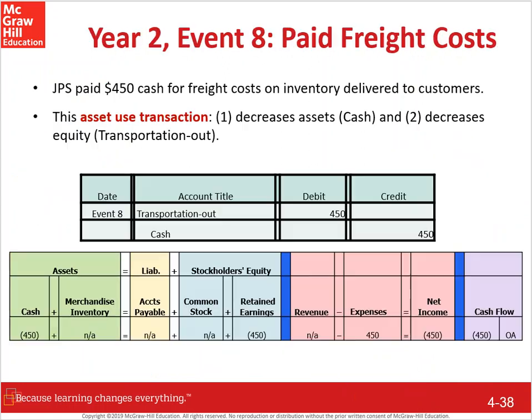So let's skip back to event 8. And that's exactly what we're doing here. We're debiting transportation out, so we're expensing it right away. And we're crediting cash, bringing our cash down. So we see both sides of the accounting equation going down. And our cash flow is OA.